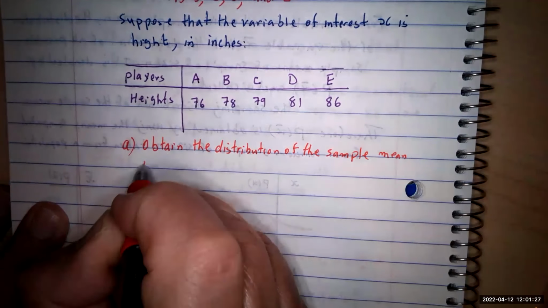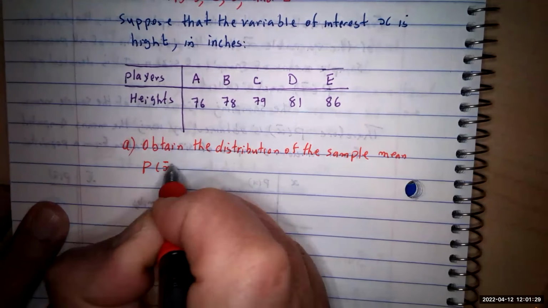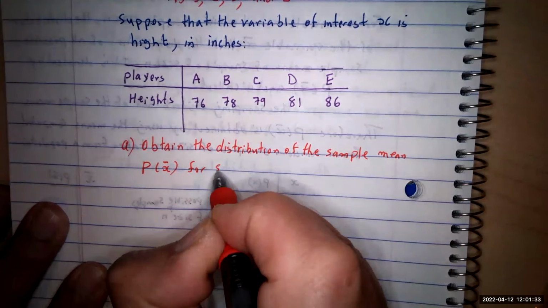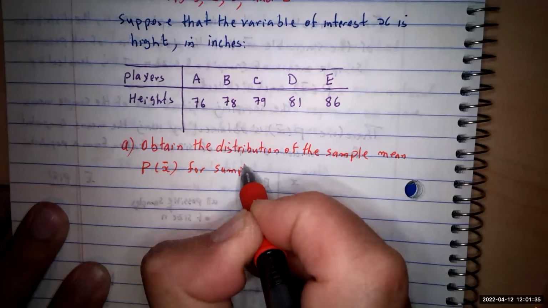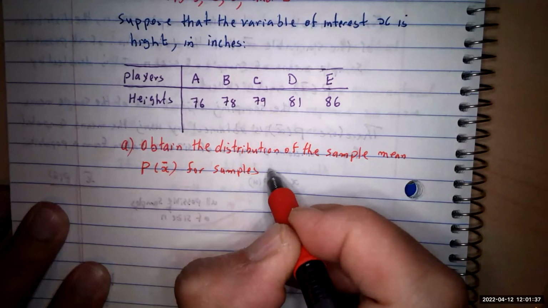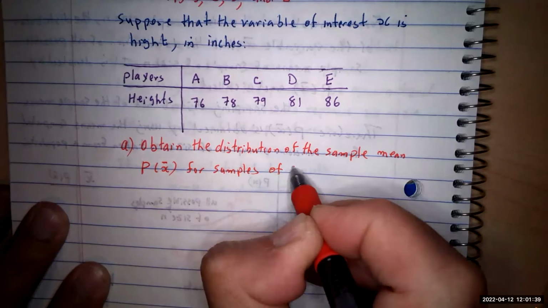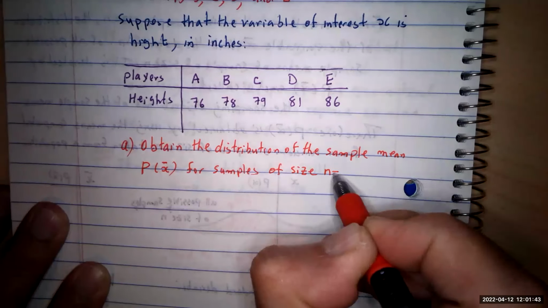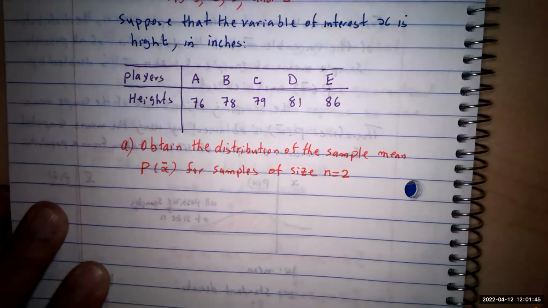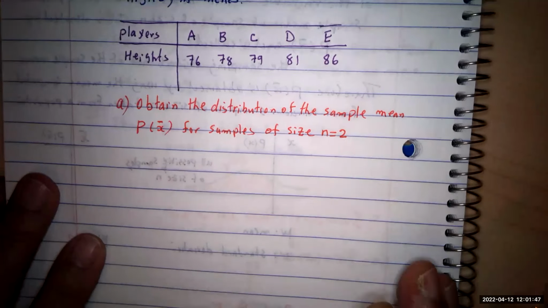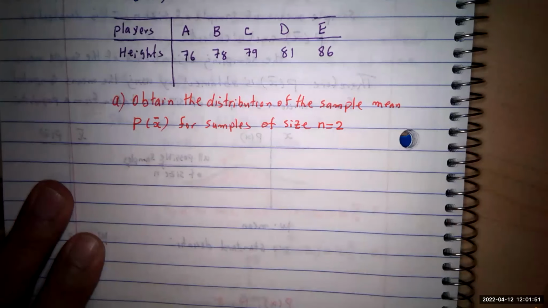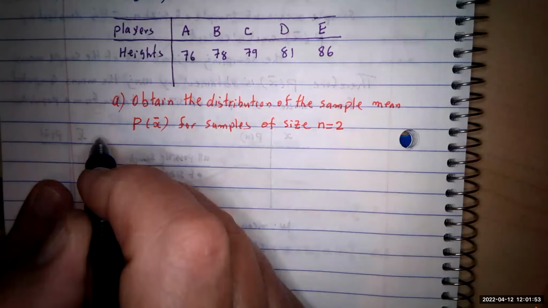Of course, that would be P of X bar, for samples of size n equal to 2. How many samples do you get? Okay, you get those samples and find the mean. That would be step 1. I'm going to do it, but let's give you all the information that we need.